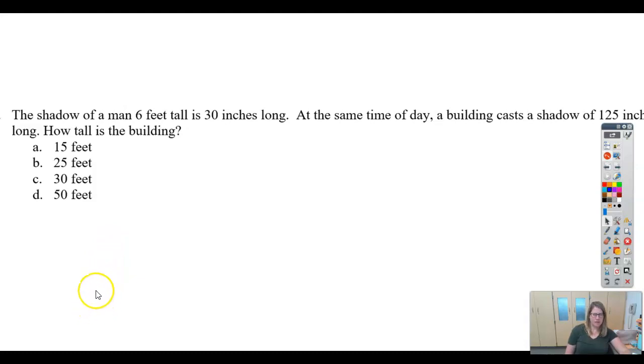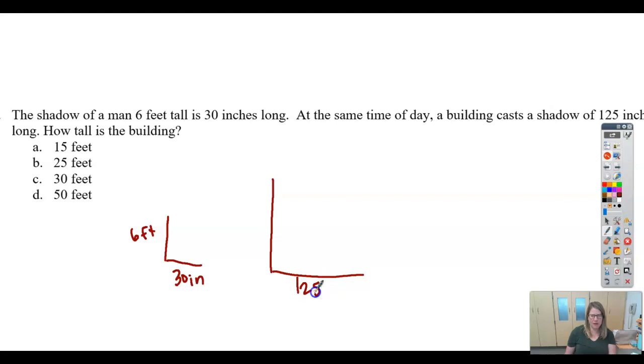Alright, so let's try this one. The shadow of a man 6 feet tall is 30 inches long. Okay, so let's draw a little picture. If I have a man here who is 6 feet tall, the shadow that he casts is 30 inches. At the same time of day, a building, so here's my building, casts a shadow of 125 inches. How tall is the building?